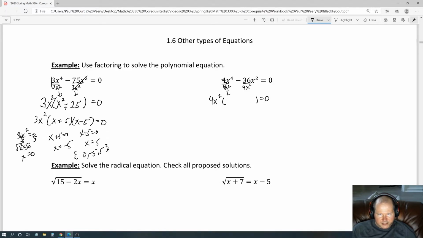And we say 4 is canceled out on this one. X to the fourth divided by x squared: 4 minus 2 is 2. X squared. Minus 36 divided by 4 is 9. X squared is canceled out, leaving me 9. Next, we factor the difference of squares.